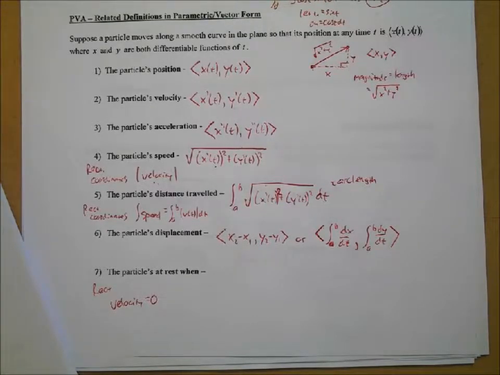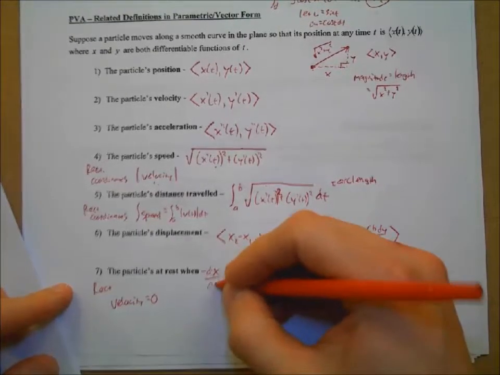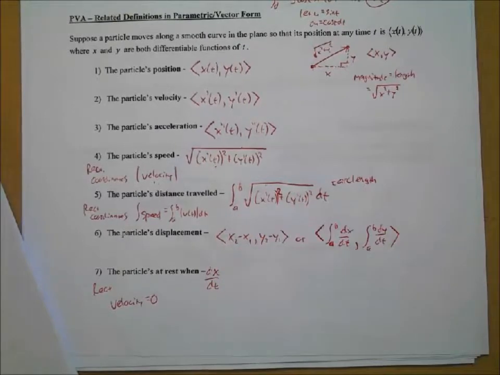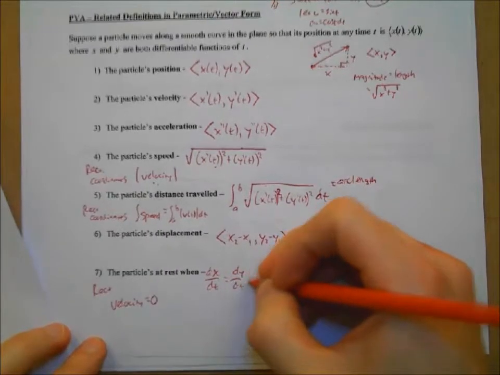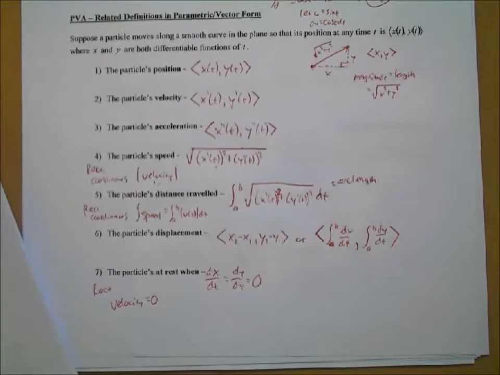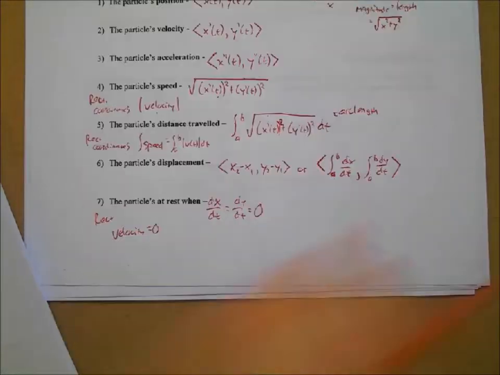Both. Very good. Because if I just say dx/dt is equal to 0, that only means I'm not moving left or right, but we could still be moving up or down. And so we want both dx/dt and dy/dt to equal 0 simultaneously. Otherwise, your particle is not at rest. You need both the horizontal and vertical components to be 0.